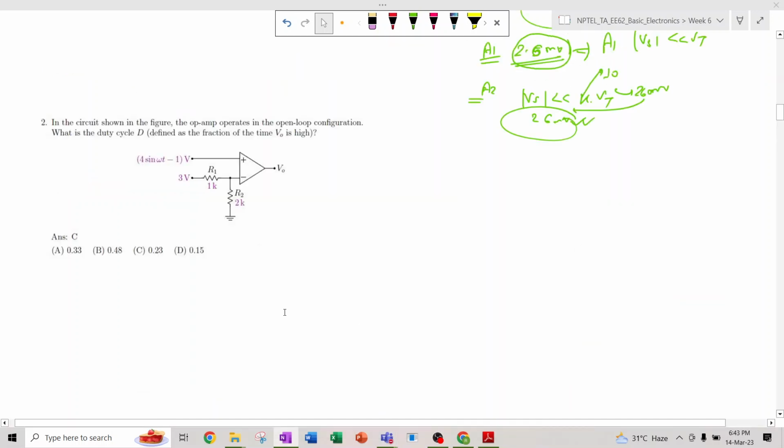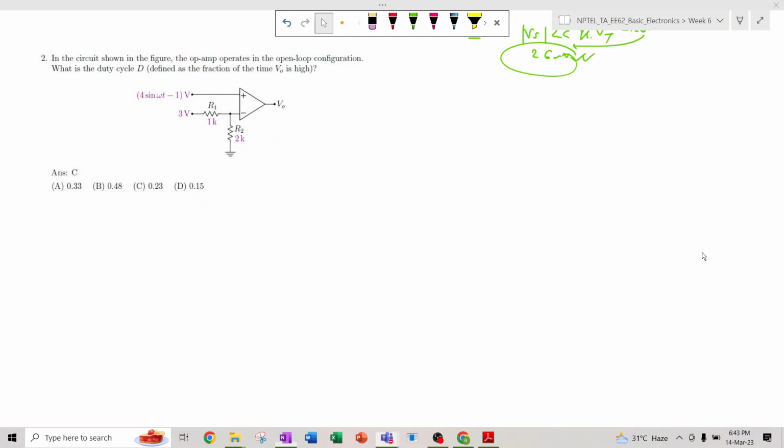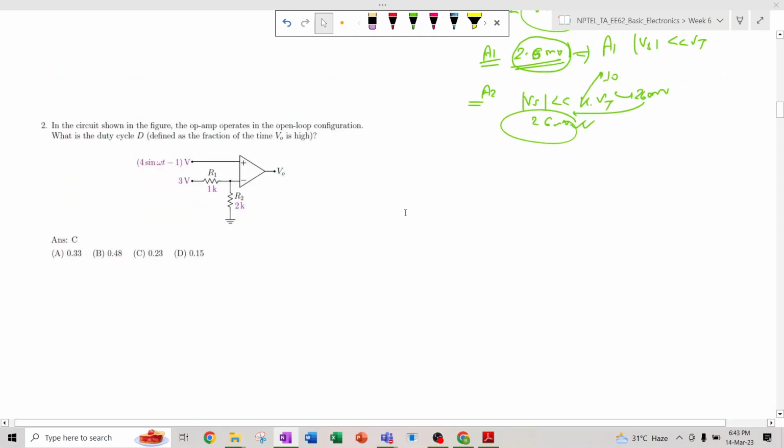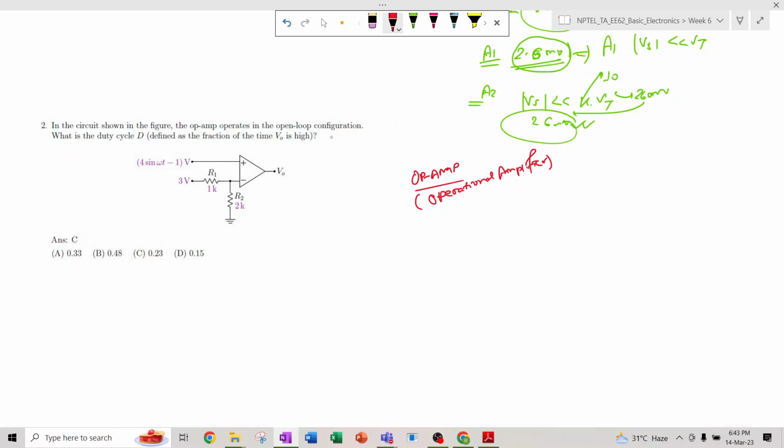So now I will go to question number 2. In question number 2, it is the basic question of op-amp. Op-amp is basically an operational amplifier. So in the circuit shown in the figure, the op-amp operates in the open loop configuration.